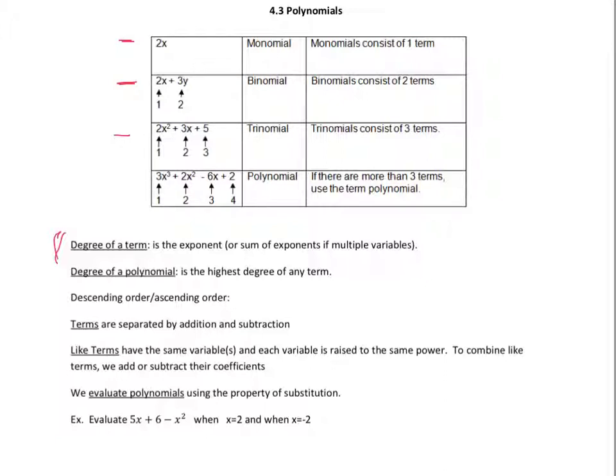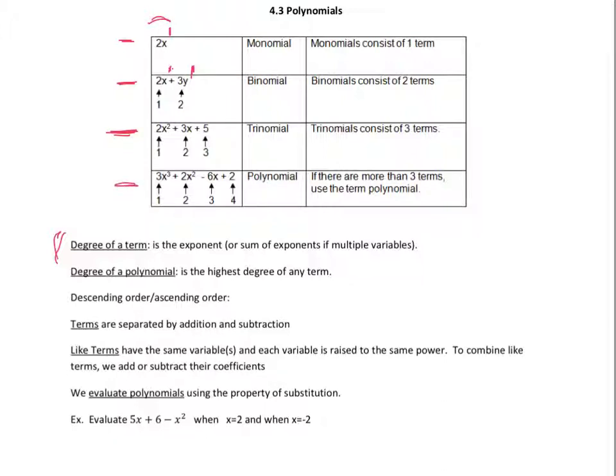Okay, so this first one right here, this monomial, because it's 2x to the first, that implied 1 here, this is a first degree polynomial. Same thing in the second one, because the x is to the first and the y is to the first power, that's a first degree polynomial. Now this trinomial right here, because x is to the second power, the highest powered term is the second power term, so that's a second degree polynomial.